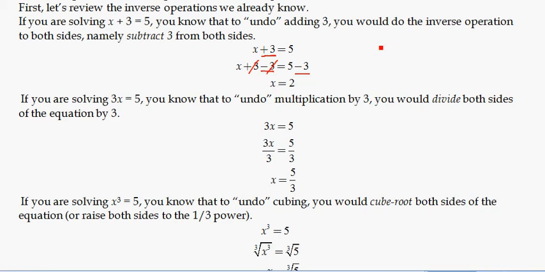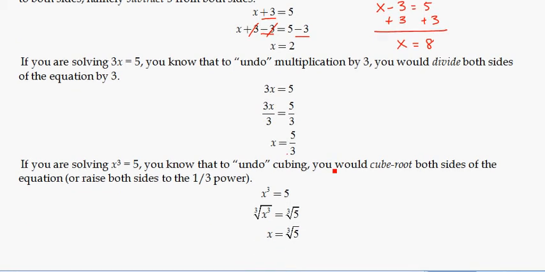Or if we were subtracting, so say we started with x minus 3 equals 5, then to undo subtracting, we would add 3 to both sides. So we already know that addition and subtraction are inverse operations of each other, right? Likewise, multiplication and division are inverse operations, right? So if we have 3 times x, we just divide. So I'm not going to belabor this point here.